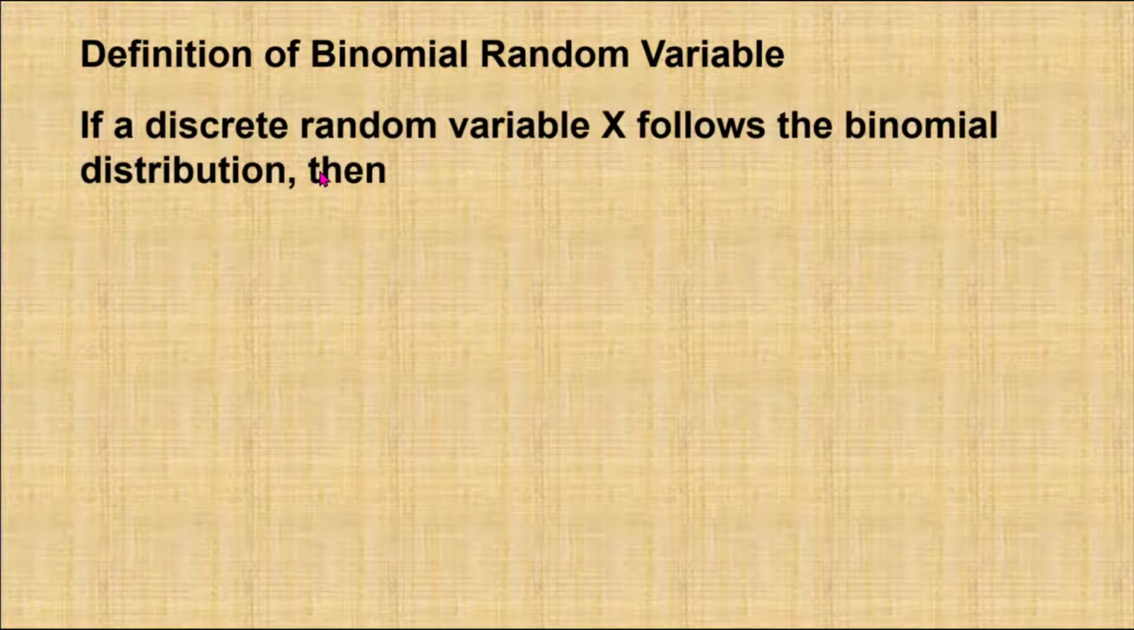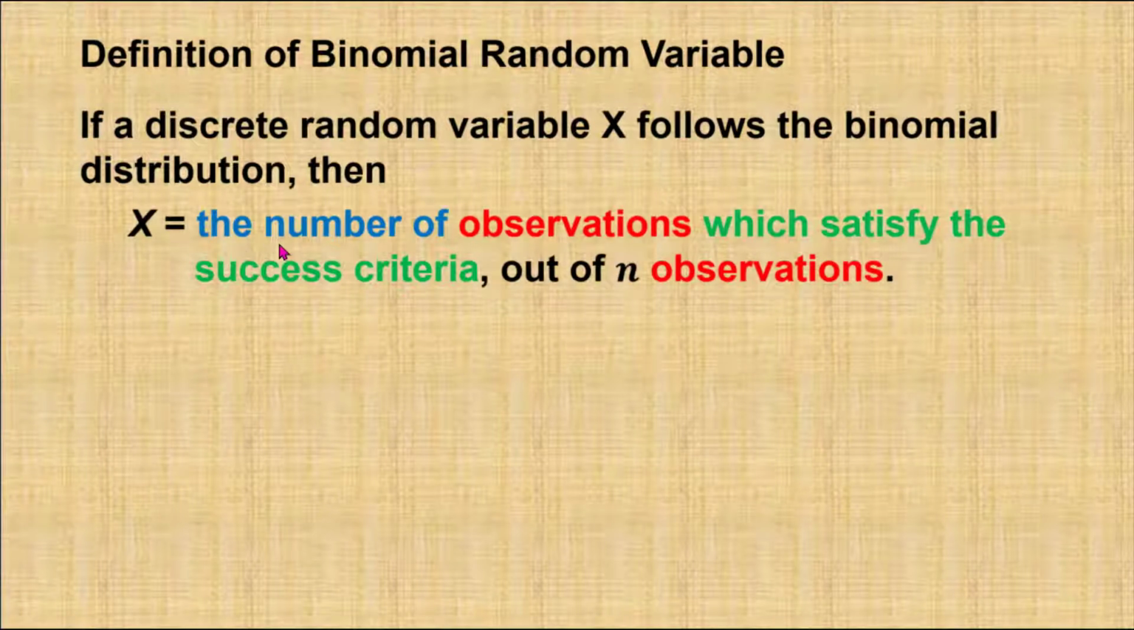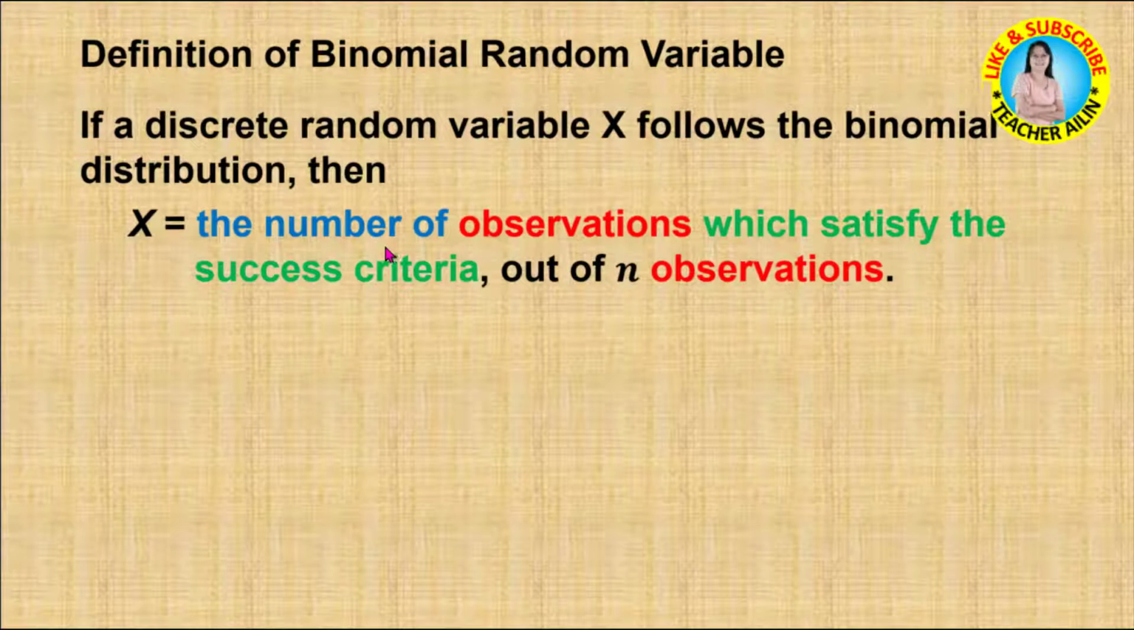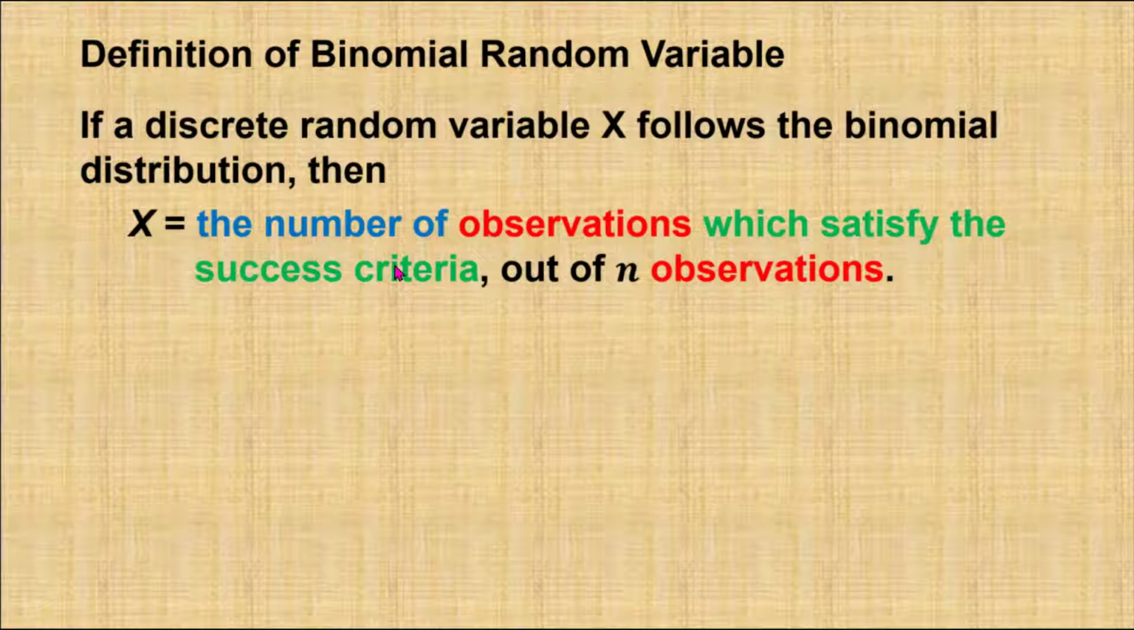If X is a discrete random variable that follows a binomial distribution, then X can be defined as the number of observations. Because X is countable, we use "the number of," followed by the observations which satisfy the specified success criteria out of the n observations.